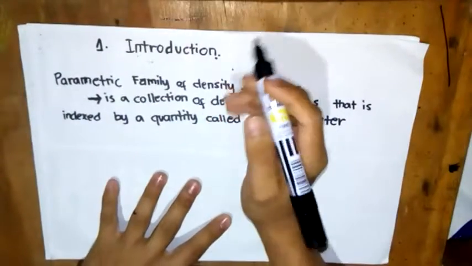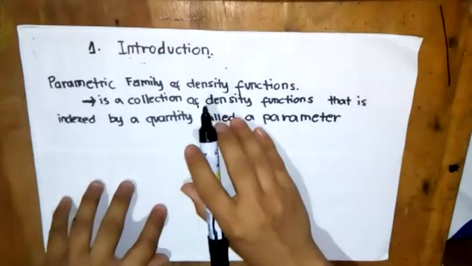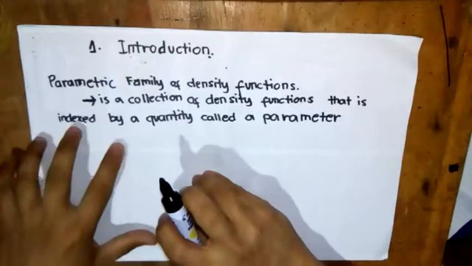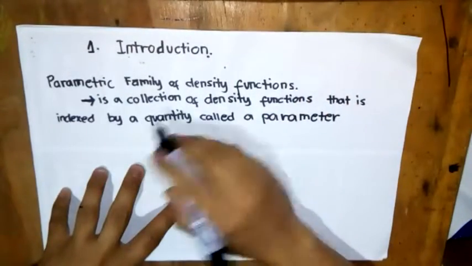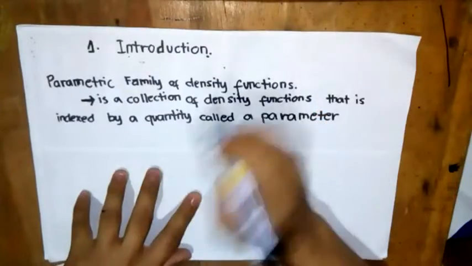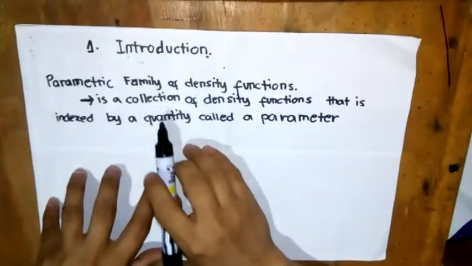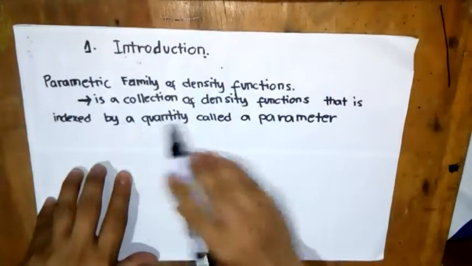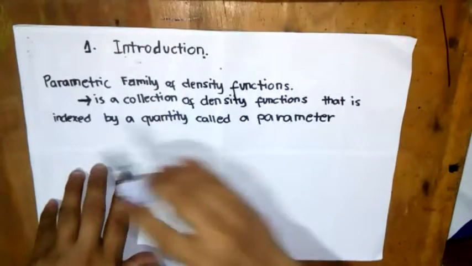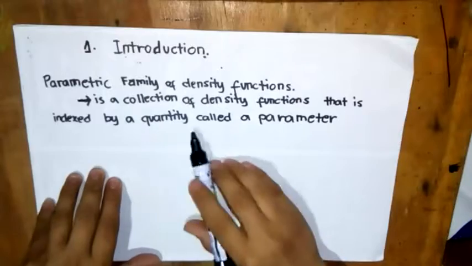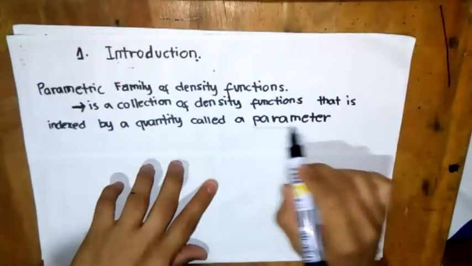Introduction. Here in chapter 3, we'll be discussing the parametric family of a density function. So what is the parametric family of a density function? A parametric family of a density function is a collection of density functions that is indexed by a quantity called the parameter.